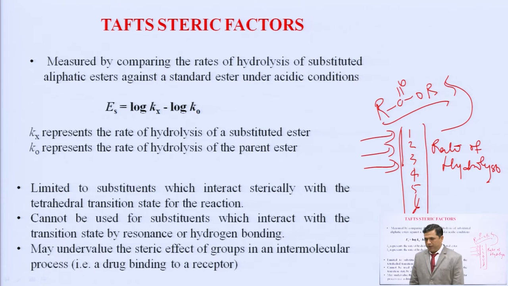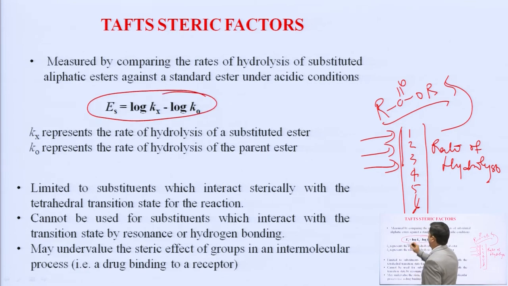So, we can calculate this by using the formula Es equals log kx minus k naught. Here kx represents the rate of hydrolysis. Whenever the x comes, we are calling it the substituted.